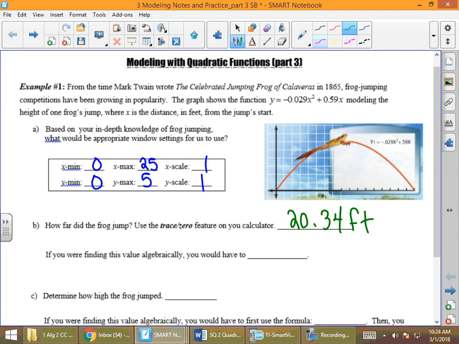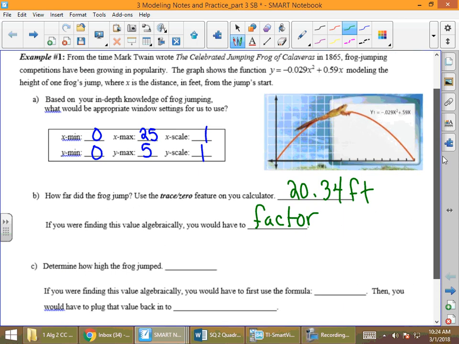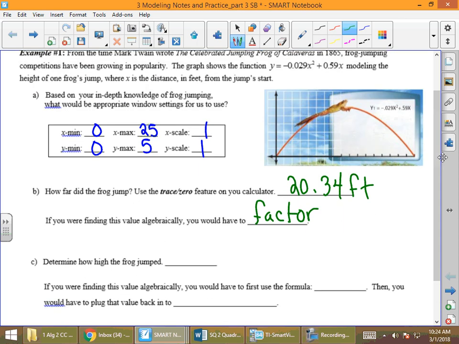If we were finding this algebraically, what we would have to do is we would have to factor. And it's not going to be the easiest thing to factor. But ultimately, for a few of you who don't have the calculator, if you look back at the equation, you have a greatest common factor, and it's x. And when you factor out that x, we get x times negative 0.029x plus 0.59. And then you can set each of those factors equal to 0.